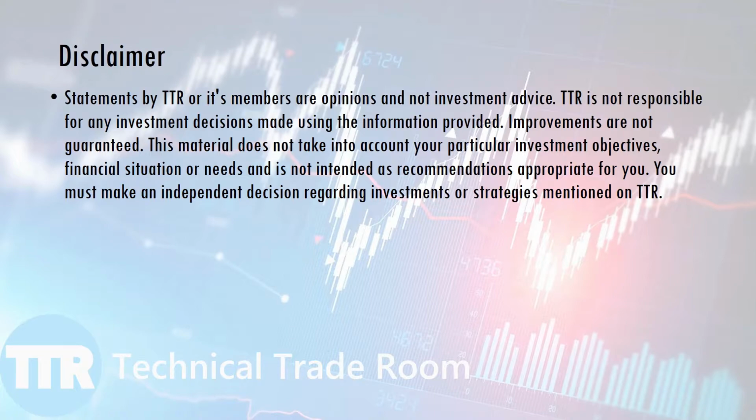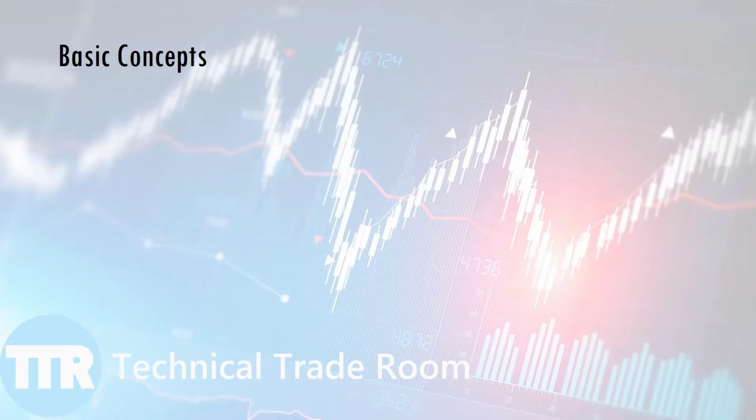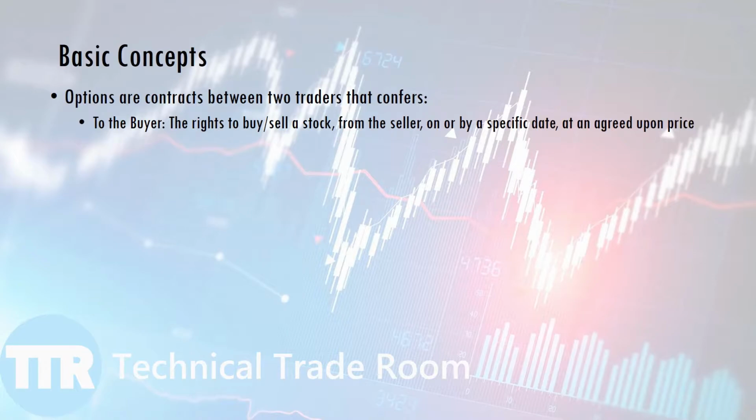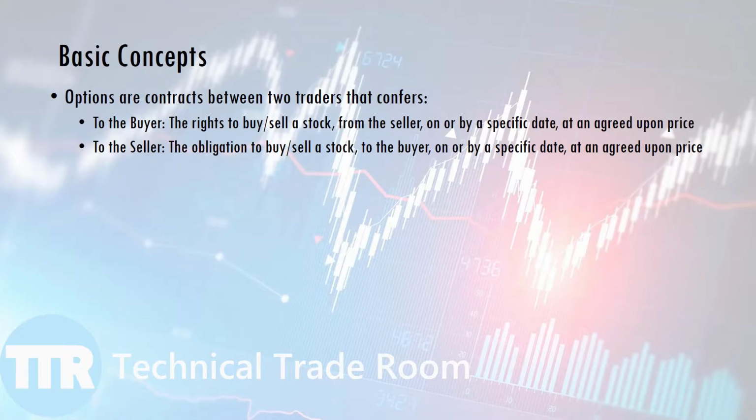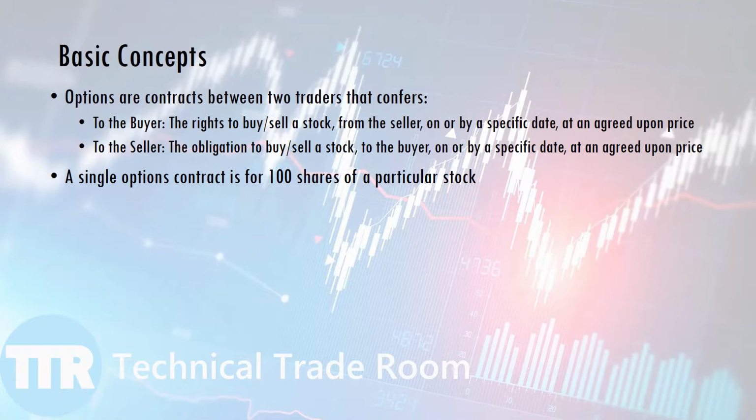Well, with that out of the way, let's get down to business. To start, let's cover some basic concepts behind options trading. Options are contracts between two traders that give the buyer the right to buy or sell a stock from the contract seller on or by a specific date at an agreed upon price, and give the seller the obligation to buy or sell a stock to the contract buyer on or by a specific date for that agreed upon price. A single options contract is for 100 shares of a particular stock.